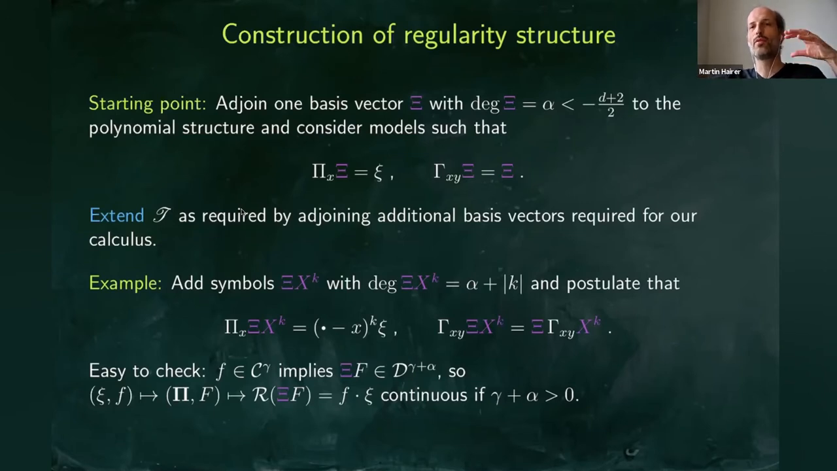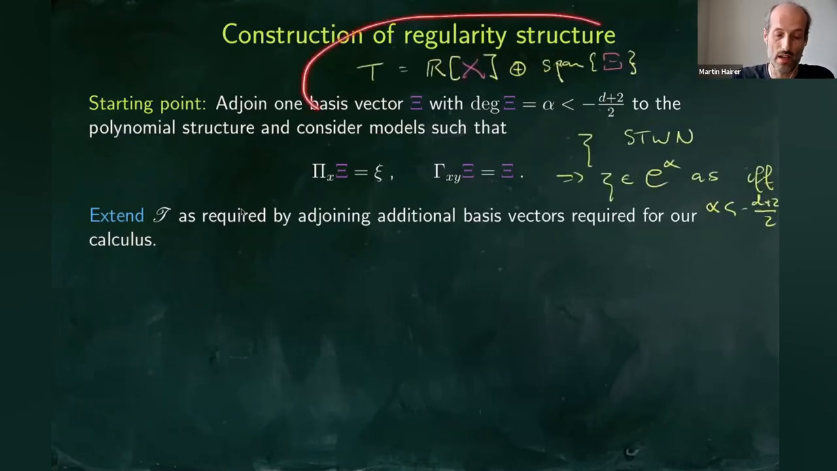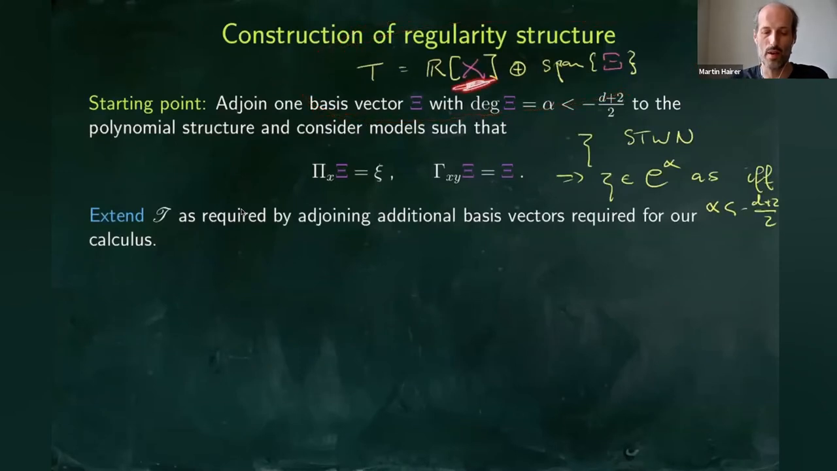Now we may want to be able to describe things like smooth function times noise, right? And so that means that we would want to have a product between the Taylor polynomials and that purple psi. And as long as our regularity structure is just that, there's no natural way of multiplying an element here with an element here, right? Because there just isn't anything in this space that would correspond to this product.